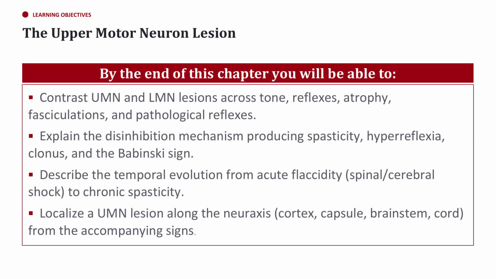Your goals for this chapter are four. Contrast the upper and lower motor neuron lesions across tone, reflexes, atrophy, and the pathological reflexes. Explain the disinhibition mechanism that produces spasticity, hyperreflexia, clonus, and the Babinski sign. Describe how the syndrome evolves over time, from acute flaccidity to chronic spasticity, and localize an upper motor neuron lesion along the neuraxis from the company its weakness keeps.